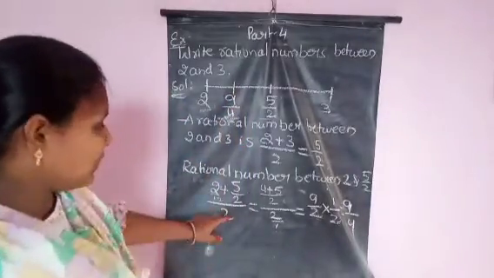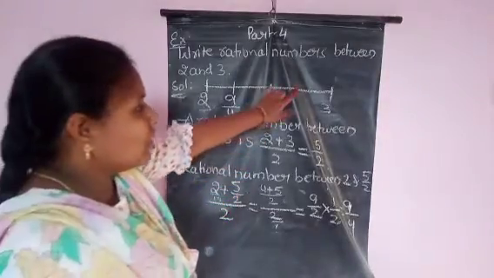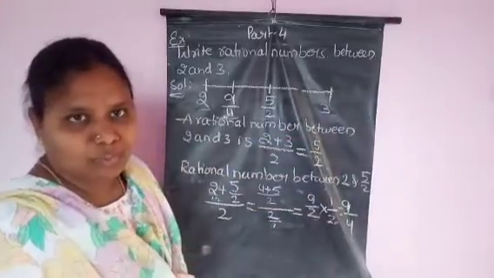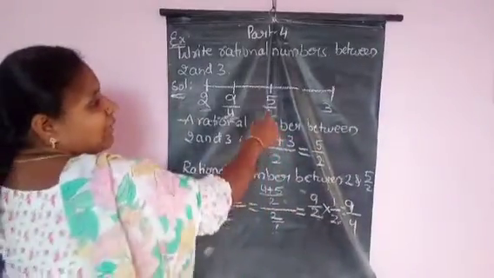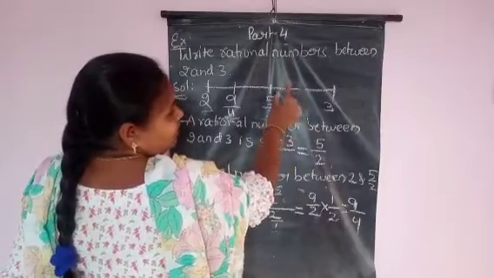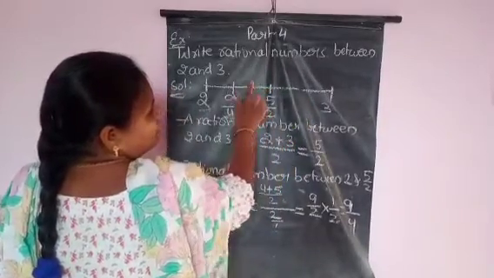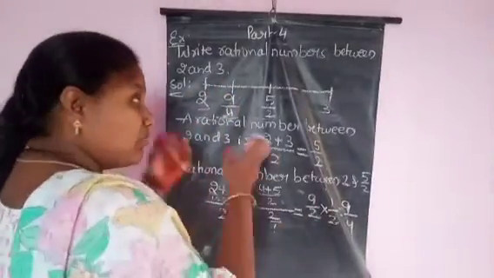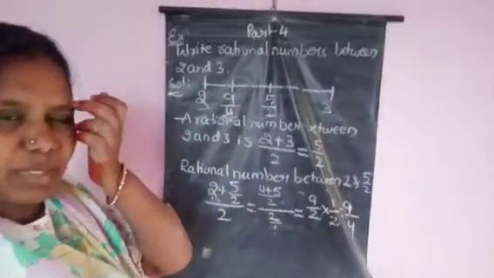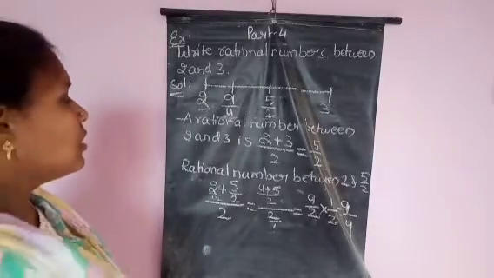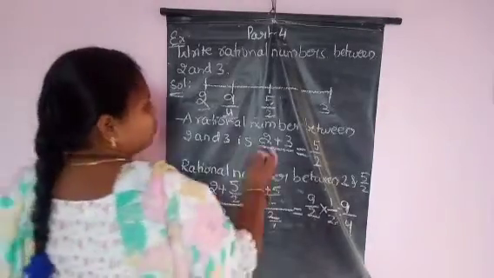In the same method, we can find a rational number between these two also, between 5 by 2 and 3 also. Like this, we can find an infinite number of rational numbers. Okay. So this is the method of how to find them.